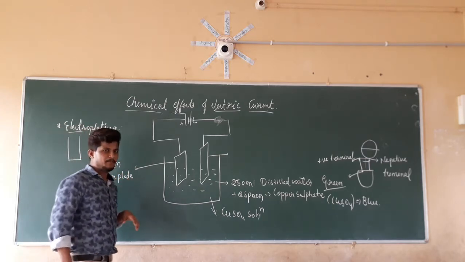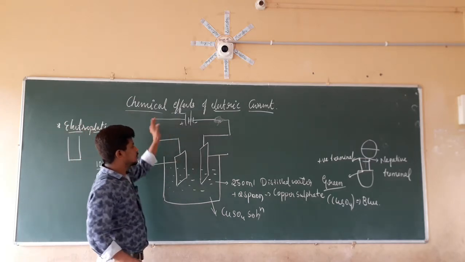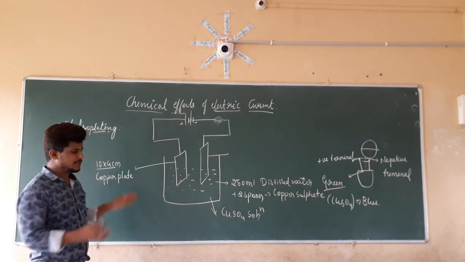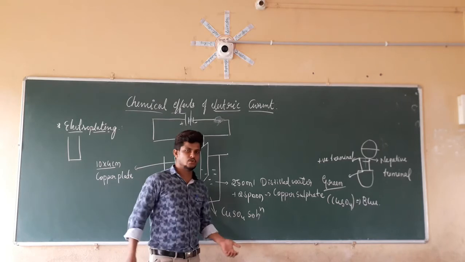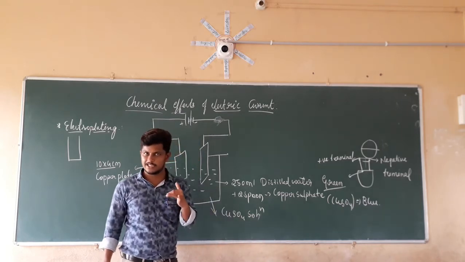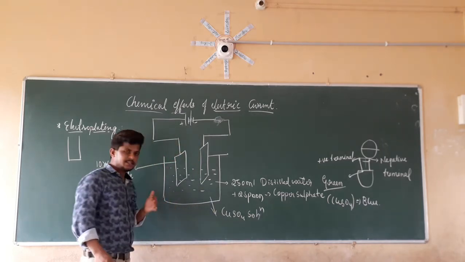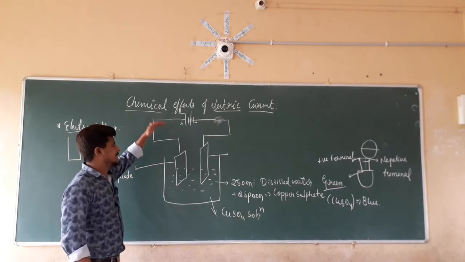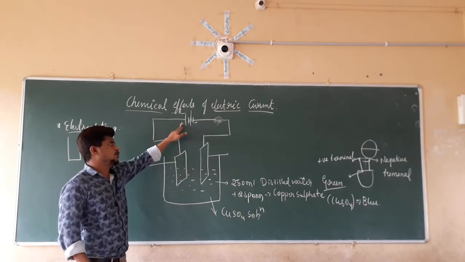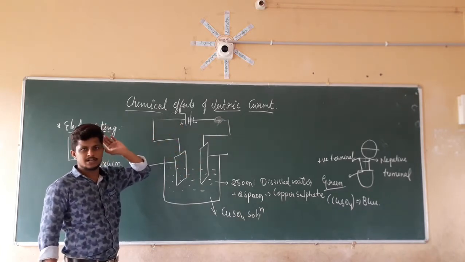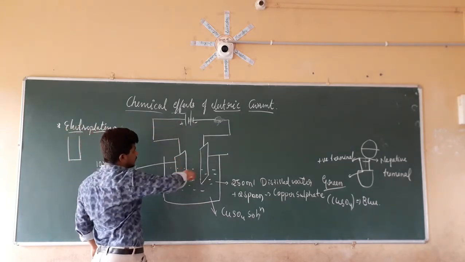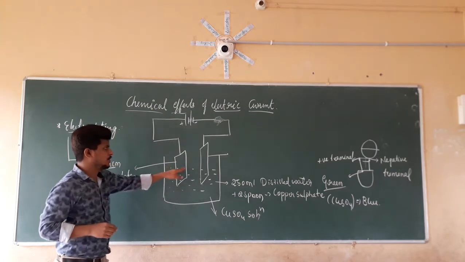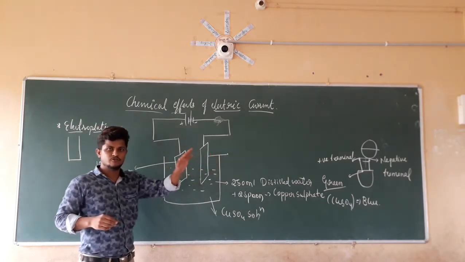Now next, what happens? The current starts to flow here. After this setup, we already know that copper sulfate solution, which is a salt solution, is going to conduct electricity. If it is conducting electricity, that means the electricity starts to flow from the positive terminal to the negative terminal continuously, from this copper plate to this copper plate.